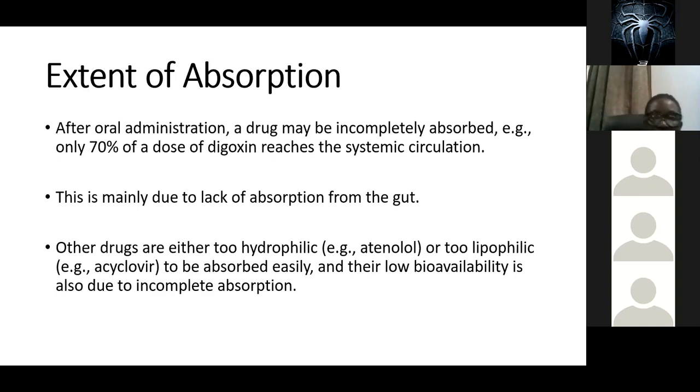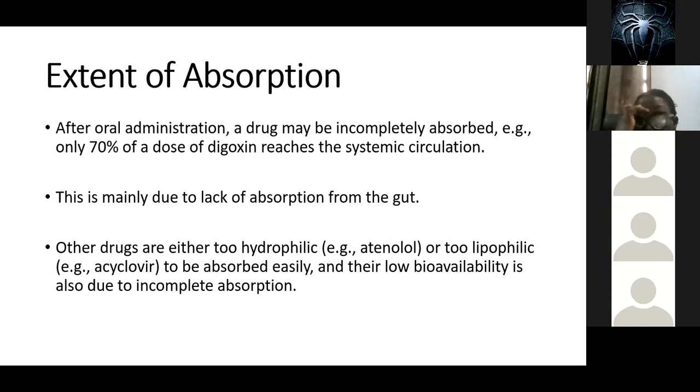So we'll try and look at the extent of absorption. After oral administration, a drug may be incompletely absorbed. For example, if you take the medication digoxin, only 70% of a dose will reach the systemic circulation after oral administration. This is mainly because there's a lack of absorption from the gut. Other drugs may either be too hydrophilic, an example is atenolol, or too lipophilic, an example is acyclovir, to be absorbed easily.